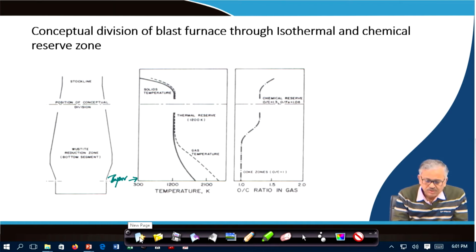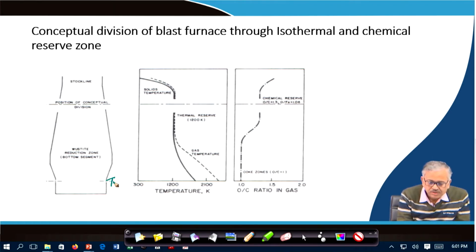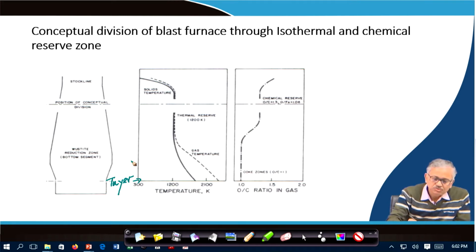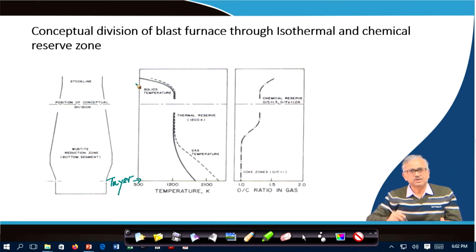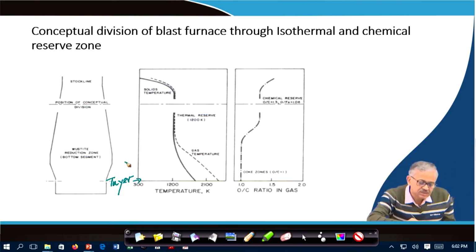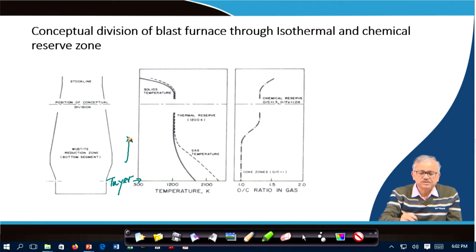Sorry, this writing is not very good, so I will write it again: tuyere. I think now it is better. This is the tuyere location, and we are moving up, the distance above the tuyere line.